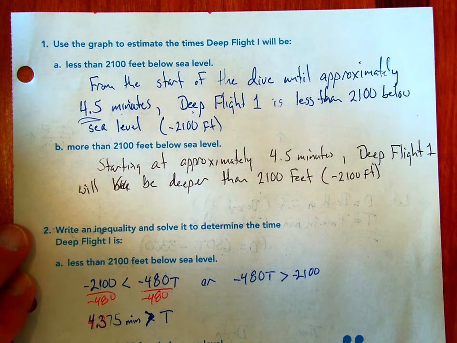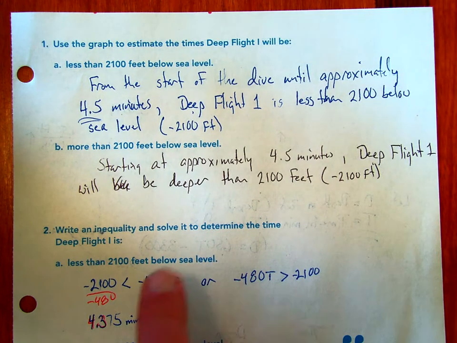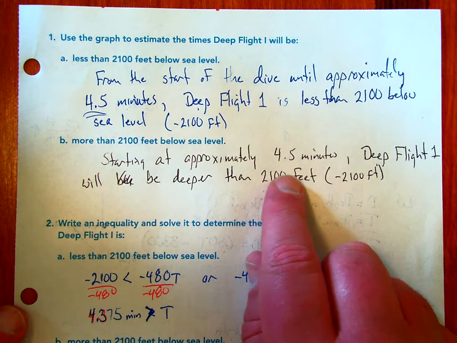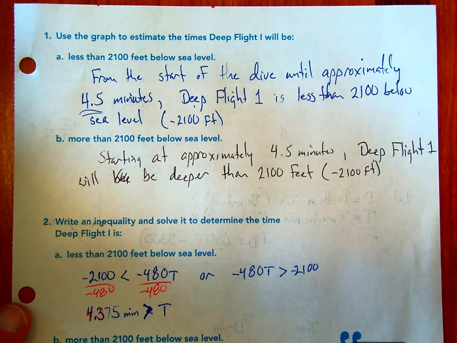In this video, I'm going to be going through the answers to pages 161 through 166 in Module 3. Again, I did the first one with you in the last video, and I left the second one for you to do. So they're asking us to use the graph to estimate the times Deep Flight 1 will be more than 2,100 feet below sea level and more than 2,100 feet, approximately 4.5 minutes into the dive. It will be deeper than 2,100 feet or more than 2,100 feet.